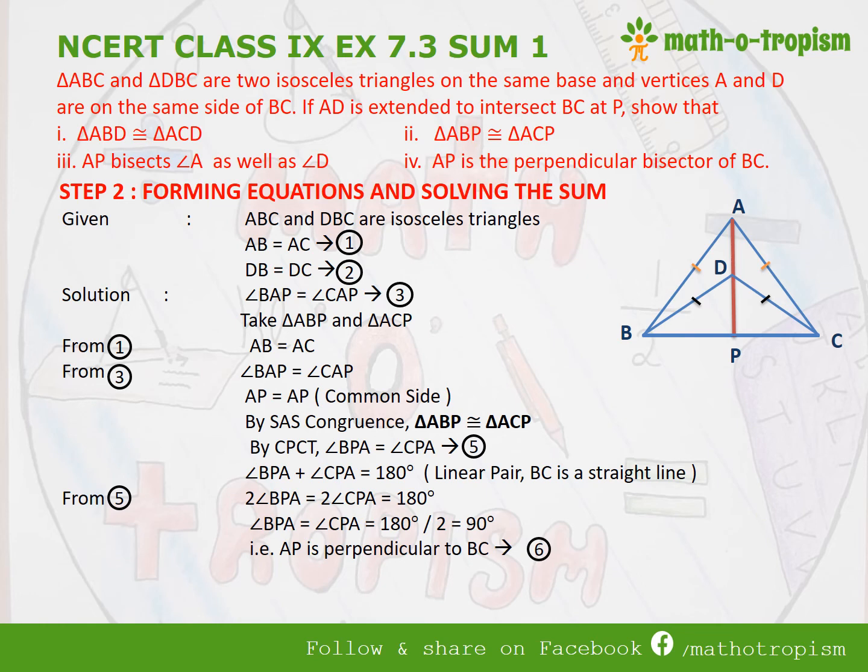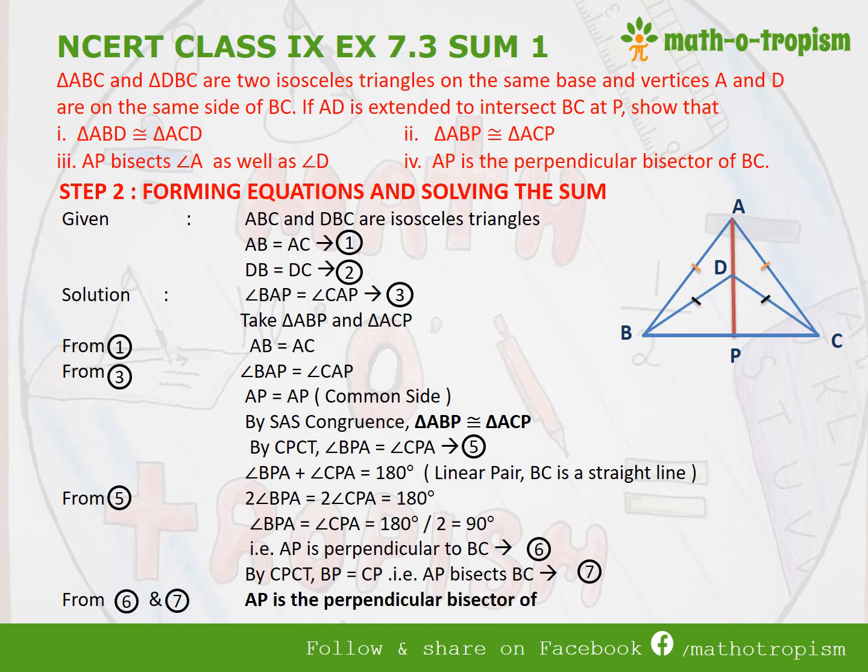Again, from the previous step where we had shown that triangle ABP is congruent to triangle ACP, we can show by CPCT that BP will also be equal to CP, where we are taking the last two vertices at a time. So that is AP is bisecting BC, which means AP has cut BC into two equal halves. So from 6 and 7 we can show that AP is the perpendicular bisector of BC. Thus shown.